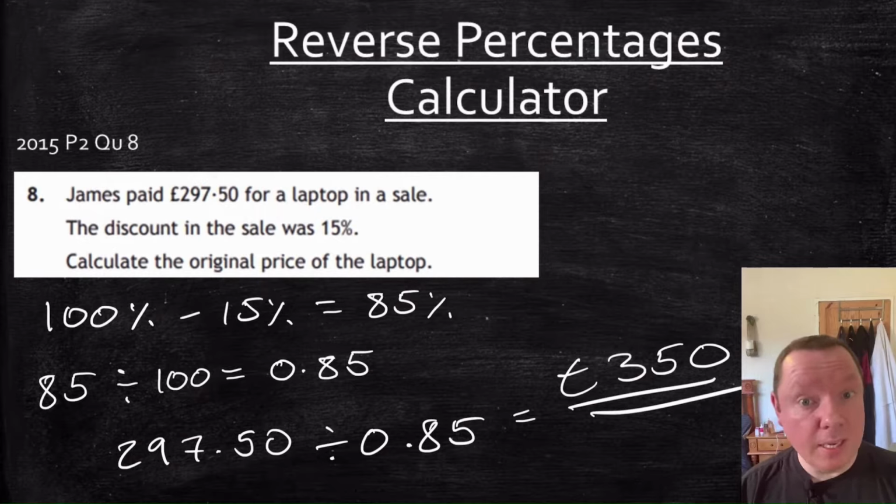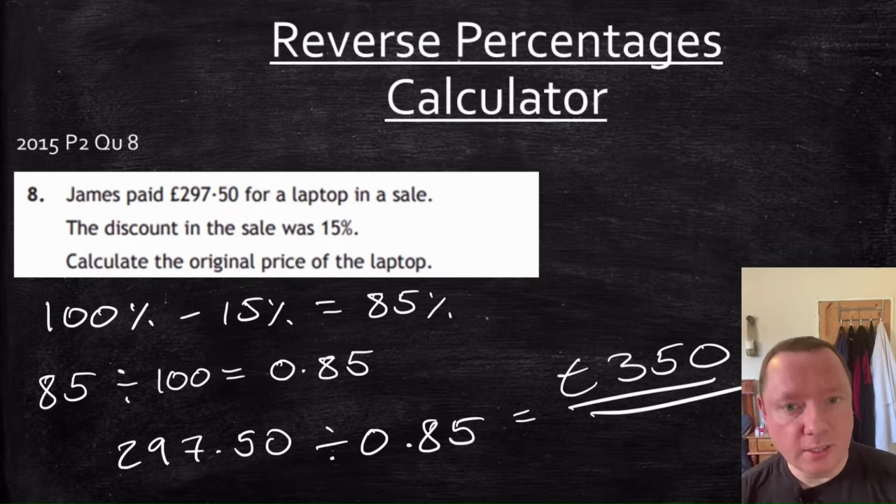Notice there's no time in this question. If you don't notice time, it might be divide. Look for things like original price.